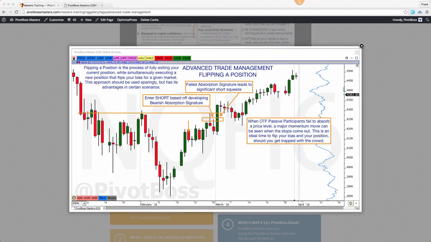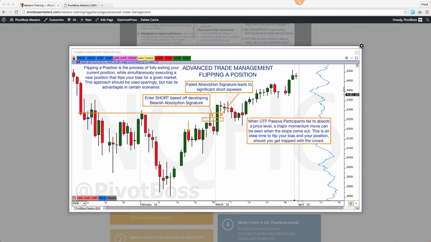This is flipping a position. So flipping a position, as I mentioned before, is the process of fully exiting your current position while simultaneously executing a new position that flips your bias for a given market. So, for example, maybe you're long in a certain stock or something, and the stops come out, and then the price goes way against you. Well, if it's one of those circumstances where you know that if the stops come out, the thing's about to be big, then those are circumstances where you can flip your position.